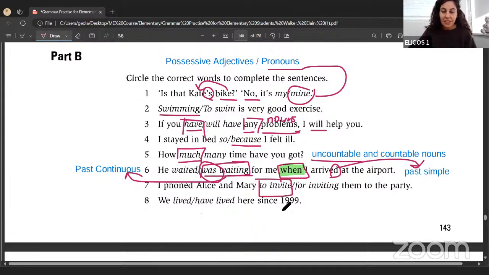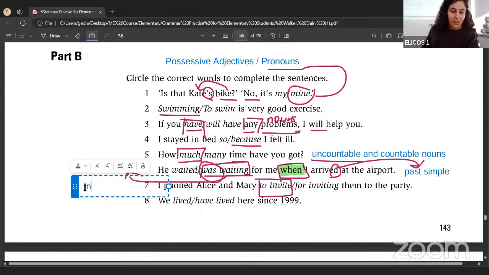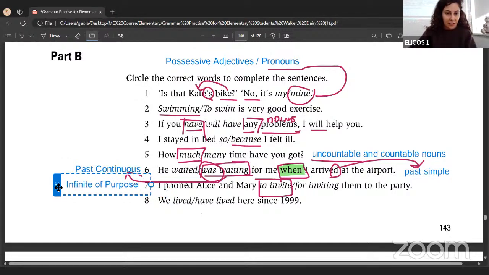To invite. Yeah, to invite. So when I want to say why, this was called the infinitive. So if you want to look back at your grammar notes, the infinitive of purpose, it's showing why did you do the first action? So why did I phone Alice and Mary? So when I want to say why, I use the infinitive of purpose, and it's just 2 verbs.